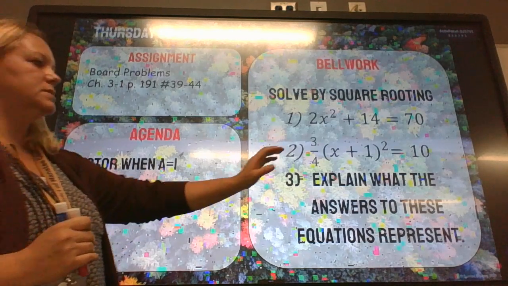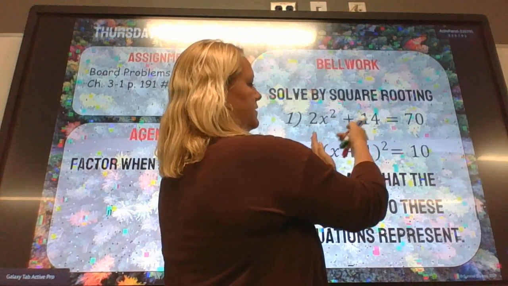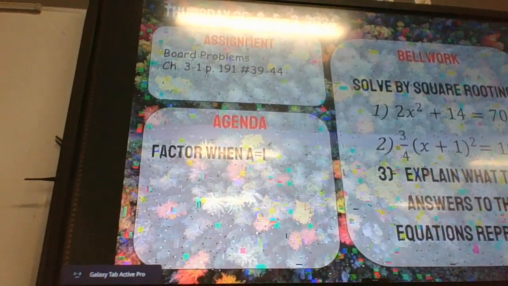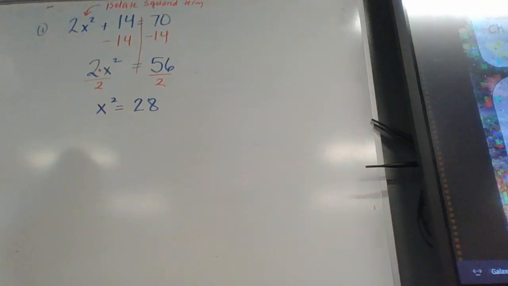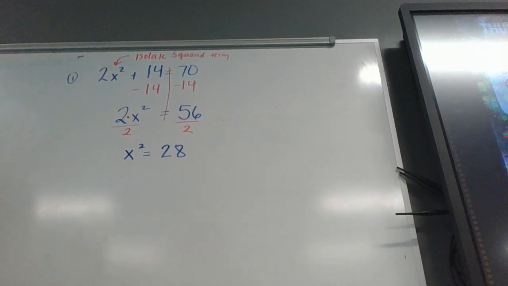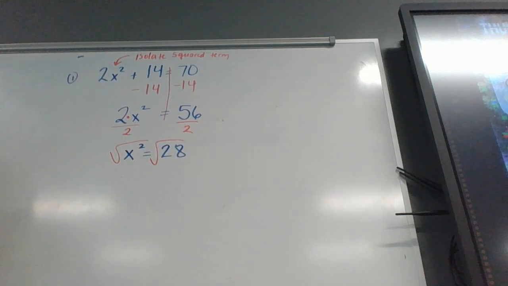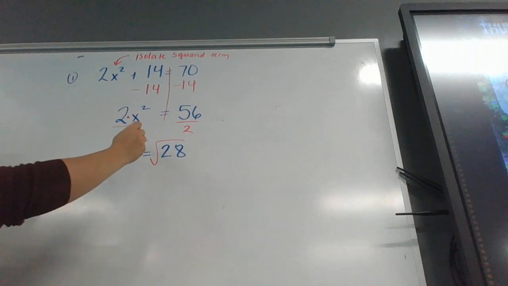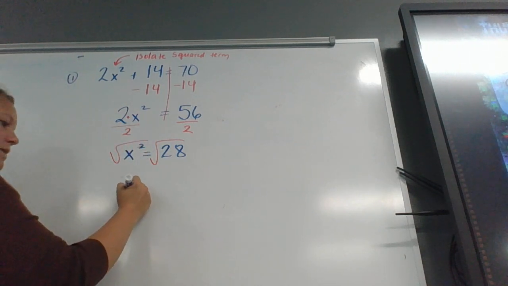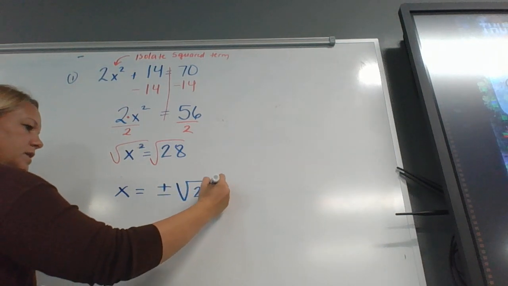Sometimes the square term is in parentheses. Like this is the square term here because the whole expression is squared. But this time it's just x squared. Okay, now we're going to hit the square root. A square root will help us figure out what x is because it'll cancel out the little 2. The square root and the power of 2 completely cancel each other out. And we have x equals plus or minus the square root of 28.